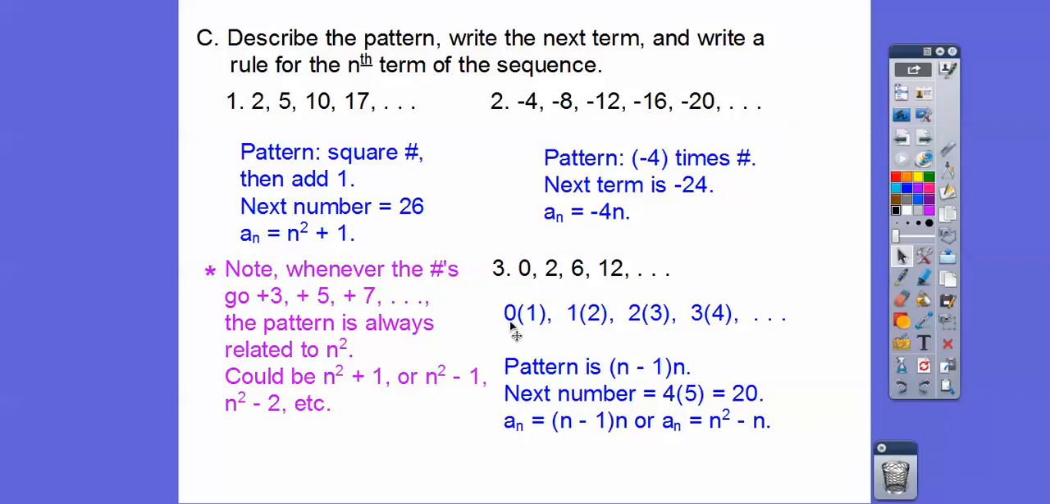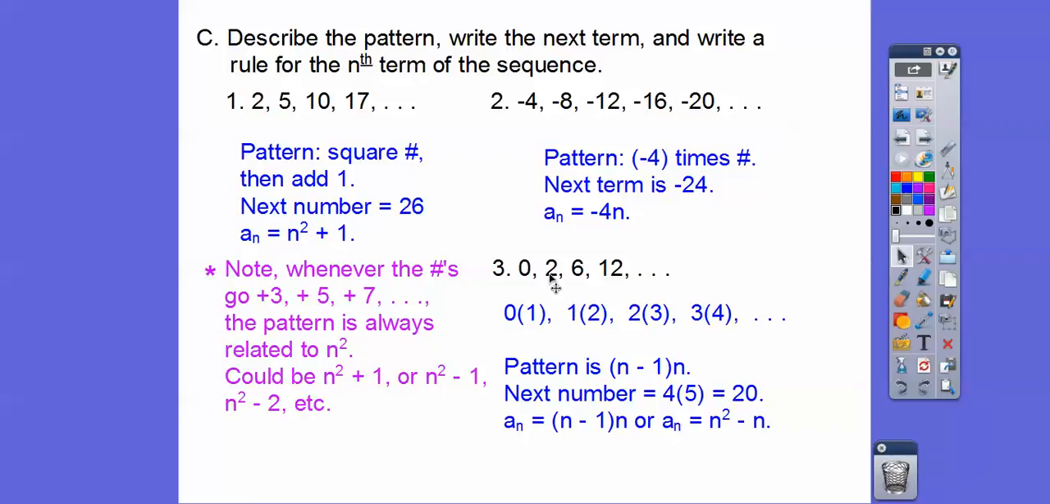So here's our first term right here. So n minus 1 is 0 times 1 is 0. Here's our second term, where n equals 2. Here's 2 minus 1. Here's n equals 3. Here's 3 minus 1. So you just start playing around with this. You start getting comfortable like that.